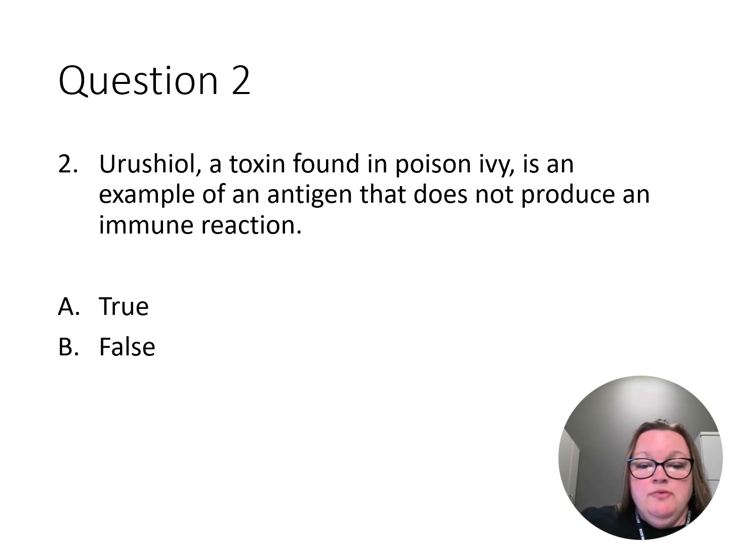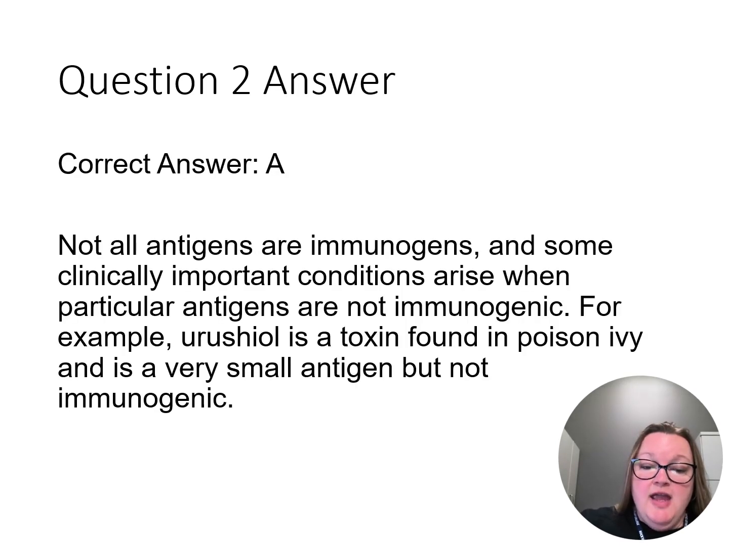Here's a quick question. Urushiol, a toxin found on poison ivy, is an example of an antigen that does not produce an immune reaction. True or false? The answer is A, true. Remember I said that this is a hapten. By itself, it is not something that induces an immune response. But when it hits the skin and it uses the protein as a carrier molecule, then it becomes immunogenic.